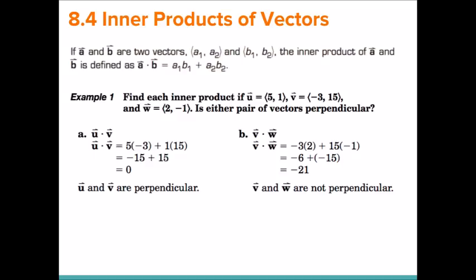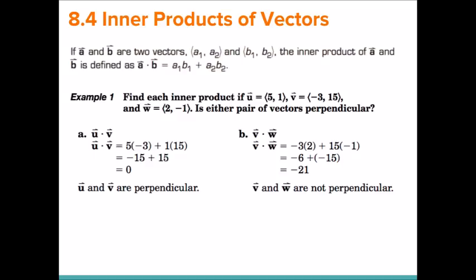So the first example is to find each inner product if U equals 5, 1, and V equals -3, 15, and W equals 2, -1. Is either pair of vectors perpendicular? So for problem A, we're going to do 5 times -3 plus 1 times 15, and that will equal 0. So if it's equal to 0, then they are perpendicular. So U and V are perpendicular.